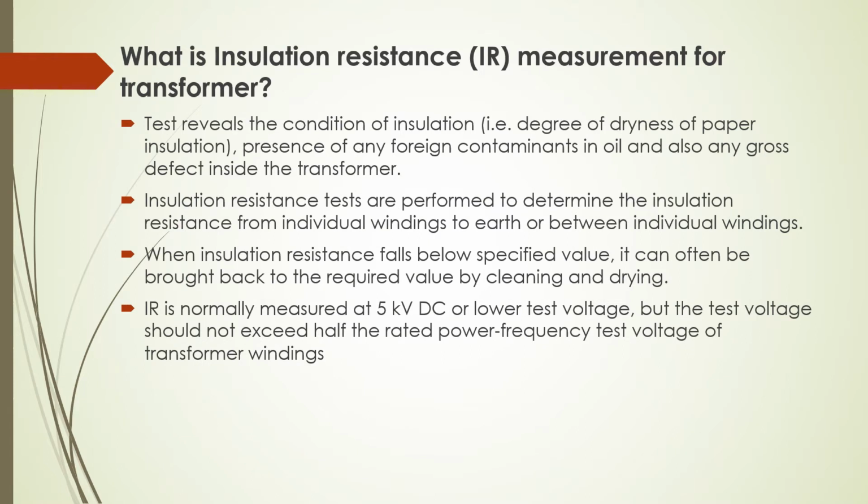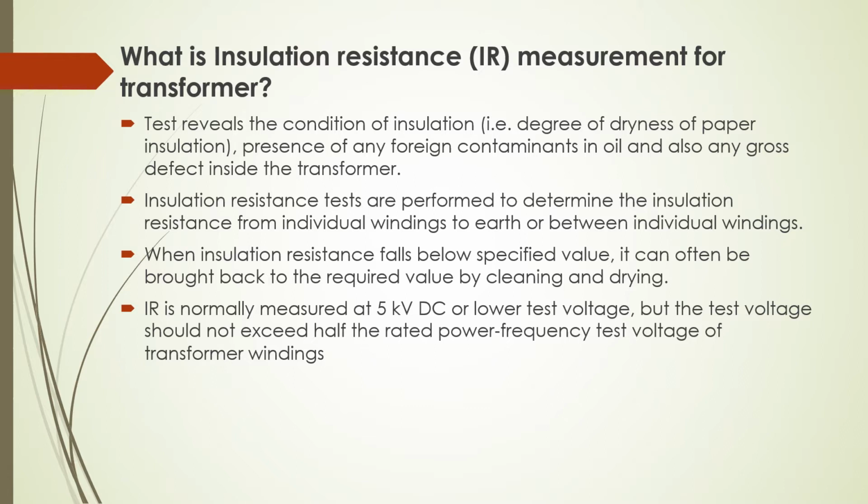What is insulation resistance measurement for a transformer? This test reveals the condition of insulation, that is, the degree of dryness of paper insulation, presence of any foreign contaminants in oil, and also any gross defect inside the transformer. Insulation resistance tests are performed to determine the insulation resistance from individual windings to earth or between the individual windings. When insulation resistance falls below the specified value, it can often be brought back to the required value by cleaning and drying.